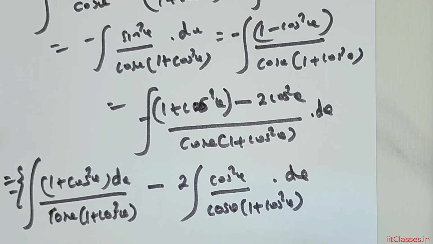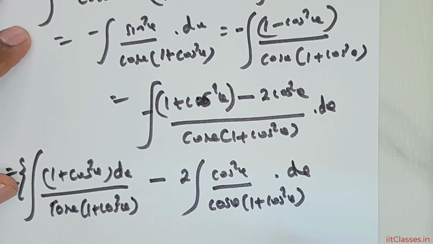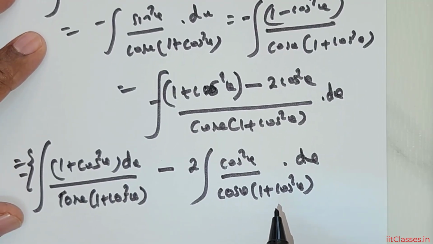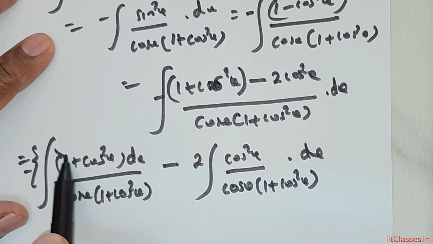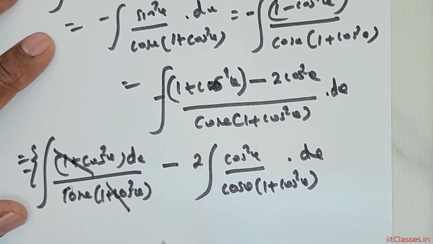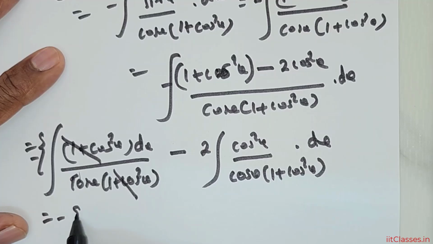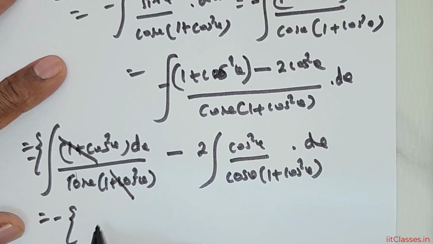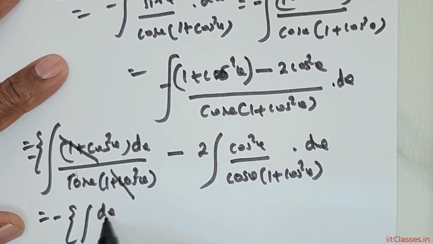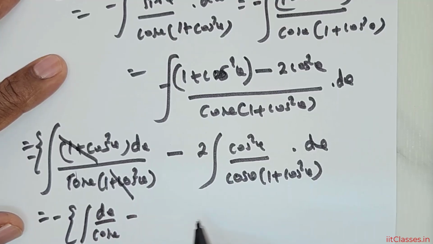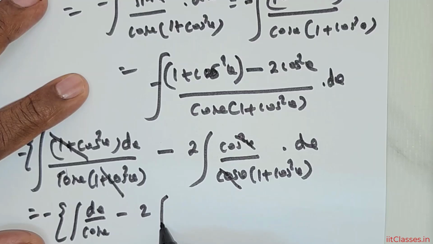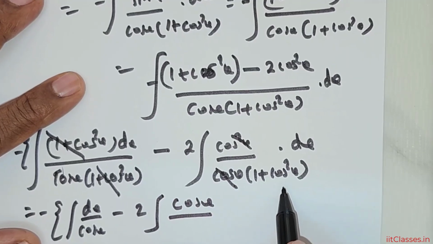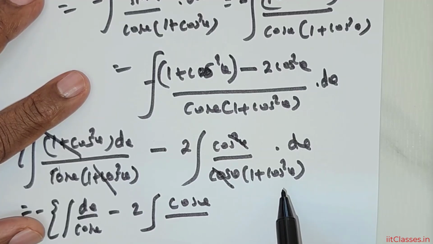Are there any deductions we can get into? Okay, so now you see here, 1 plus cos square theta and 1 plus cos square theta can be cancelled. So this is going to give you negative parenthesis integral d theta over cos theta, negative 2 times a cos and a cos gets cancelled, giving you cos theta divided by, now this is cos square theta.